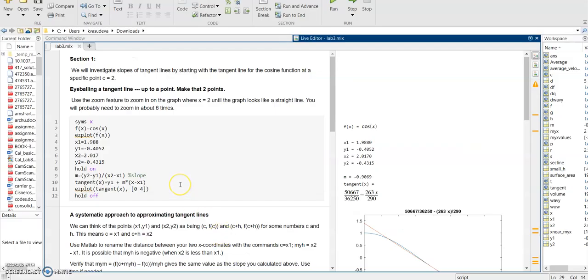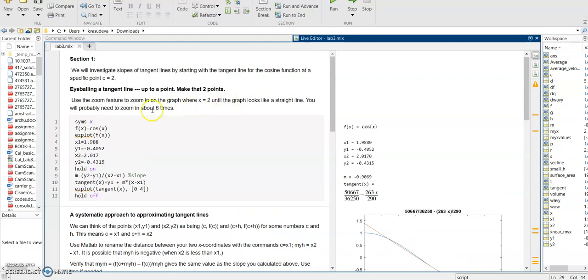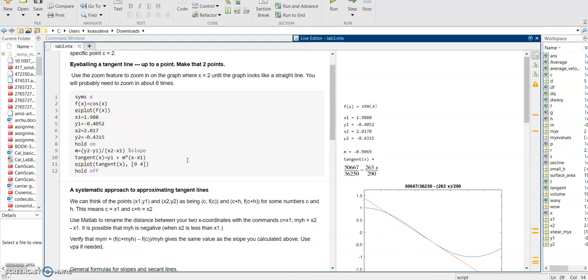Okay, let's get started. Section 1: this lab is all about the tangent line of a function. It can be any function, but to be precise, in this lab we will be looking at the cosine function. We'll plot the function and find the tangent line for it, specifically at the point x equals 2, or c equals 2. For the first section, we fix a point and plot a tangent line at that point, x equals 2.